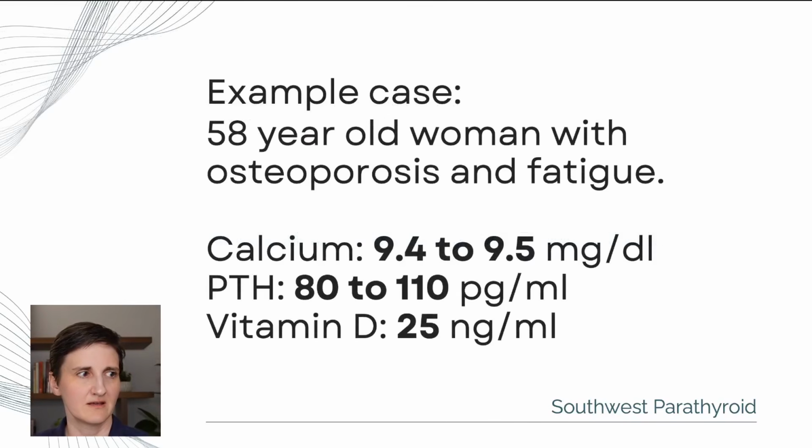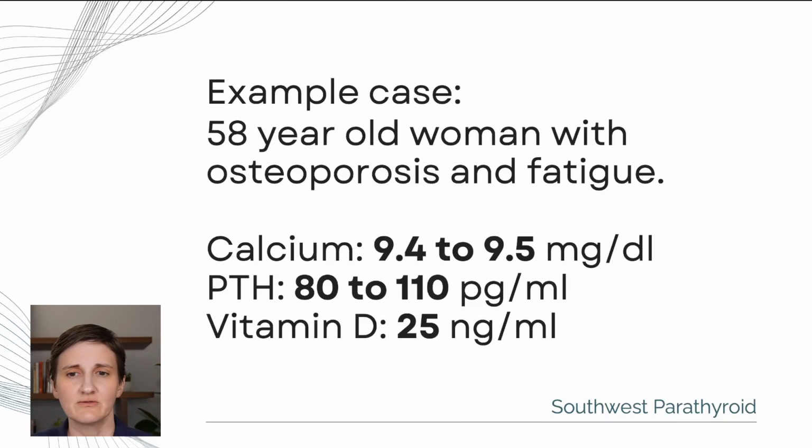Okay, so we're gonna do some examples. Sometimes the best way to understand this is to go through these examples and explain exactly what I mean in different scenarios. Here we have a 58-year-old woman with osteoporosis and fatigue. Kind of a classic patient, right? Parathyroid patients tend to get fatigue, osteoporosis, and a lot of other symptoms, but those symptoms could be due to other things. So we don't yet know exactly where we're standing here.